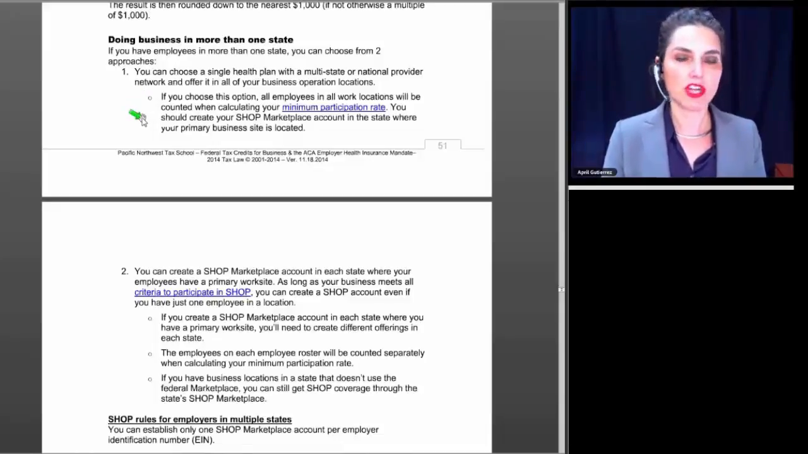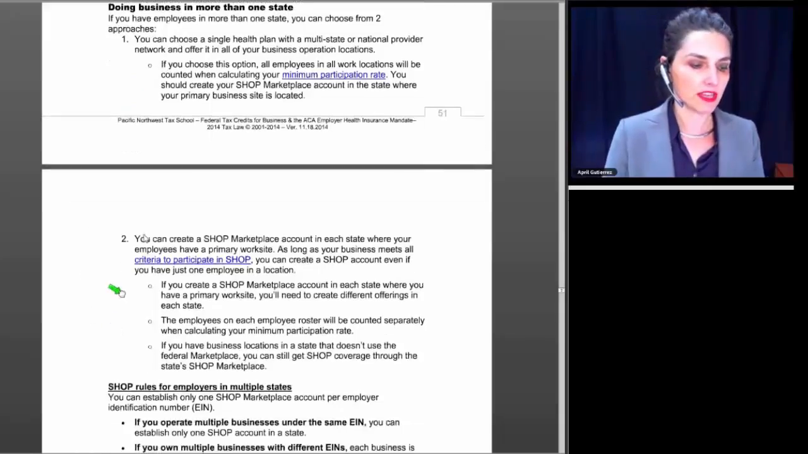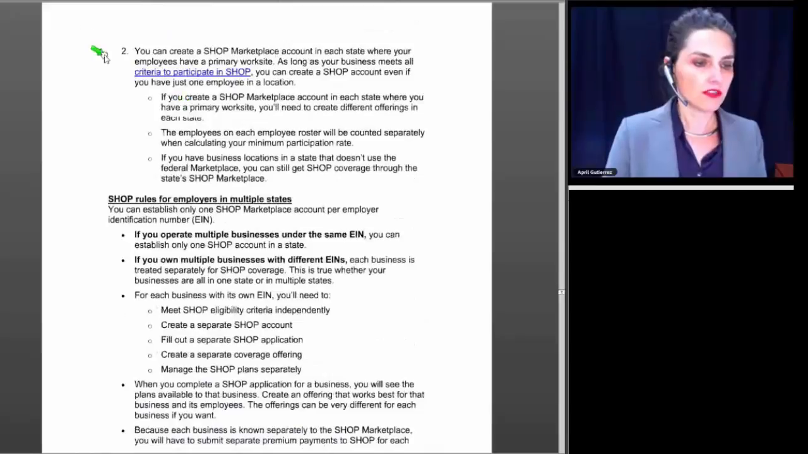You should create your SHOP marketplace account in the state where your primary business site is located. You can also create a SHOP marketplace account in each state where your employees have a primary work site. As long as your business meets all of the criteria to participate in SHOP, you can create a SHOP account even if you have only one employee in a particular location.